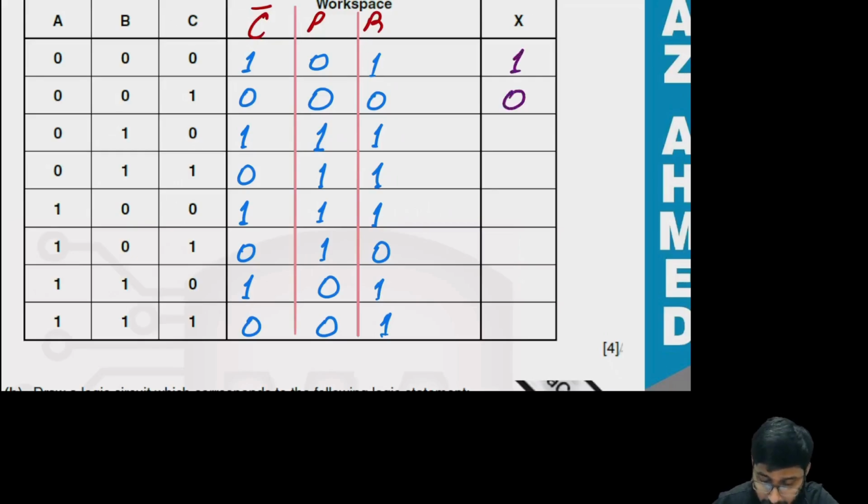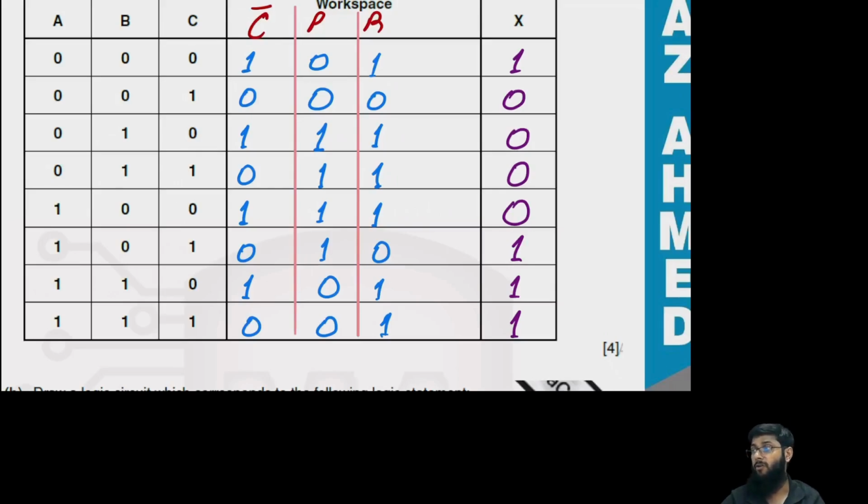For 0 0, if the inputs are similar, it will be a 0. For 1 1, again it will be a 0 because the inputs are similar. For 1 1, again a 0. For 1 0 it will be a 1. For 0 1 it will be a 1. And for 0 1 again it will be a 1.